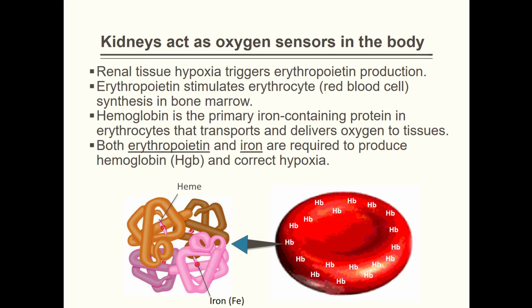Kidneys act as oxygen sensors in the body, so renal tissue hypoxia triggers erythropoietin production. Erythropoietin stimulates erythrocyte, which is red blood cell, synthesis in bone marrow. Hemoglobin is the primary iron-containing protein in erythrocytes that transports and delivers oxygen to tissues. So it is very important to note that both erythropoietin and iron are required to produce hemoglobin and correct hypoxia in patients.